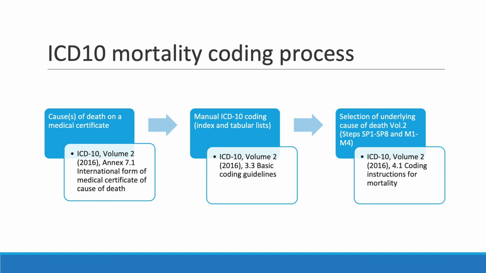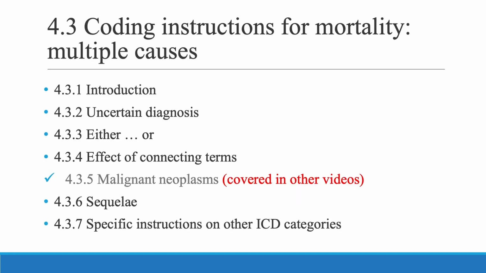The second pair of boxes recalls that the first step in coding the information provided on a medical certificate of cause of death is to code each entity using ICD-10 Volumes 3, the index, and 1, the tabular list. And the third and final pair of boxes indicates that to accurately and consistently select the underlying cause of death for statistical tabulation, the WHO rules and guidelines for mortality classification, all found in Volume 2, Chapter 4, must be applied. All right, we're ready to begin this session.